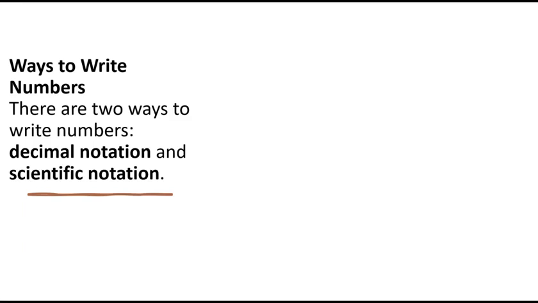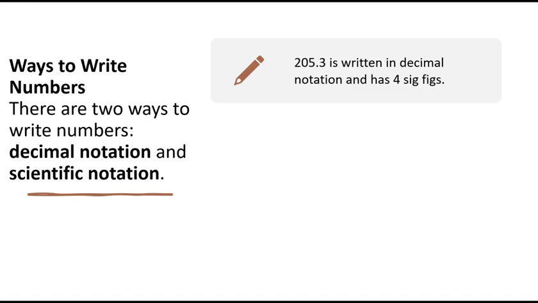There are two ways to write numbers. The two ways that we use are decimal notation and scientific notation. 205.3 is written in decimal notation. It has 4 significant figures. The 2, the 5, and 3 are non-zero digits, and the 0 is sandwiched in between, therefore it is significant.